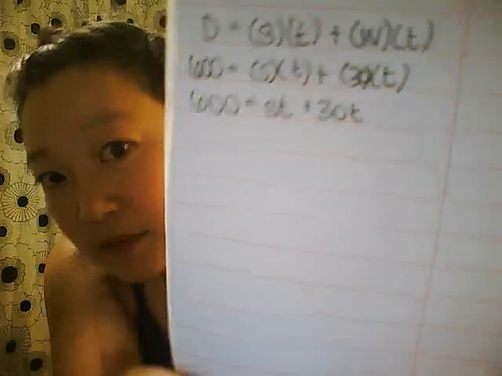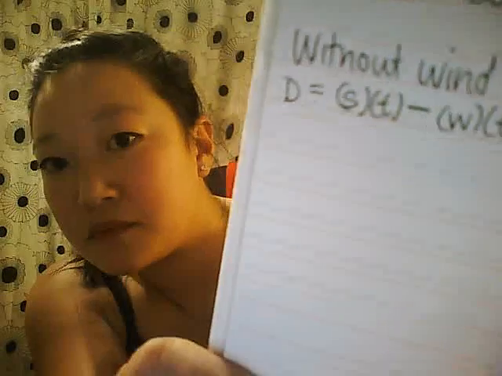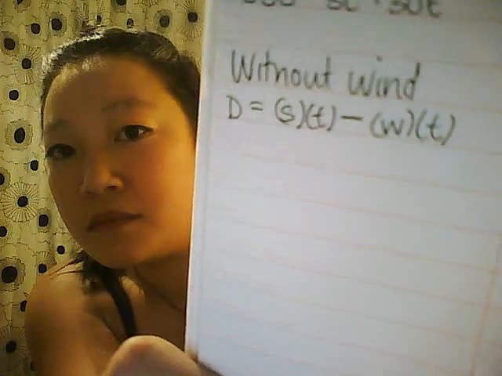Now, without wind, our equation is distance equals the speed of the airplane times the time it's flying minus the speed of the wind times the time it's flying. So if we put numbers in, distance is 450. Oh wait, I got this backwards. It's not without wind, it's against the wind, sorry. Against the wind, we have 450 equals the speed times the time minus the wind times the time.